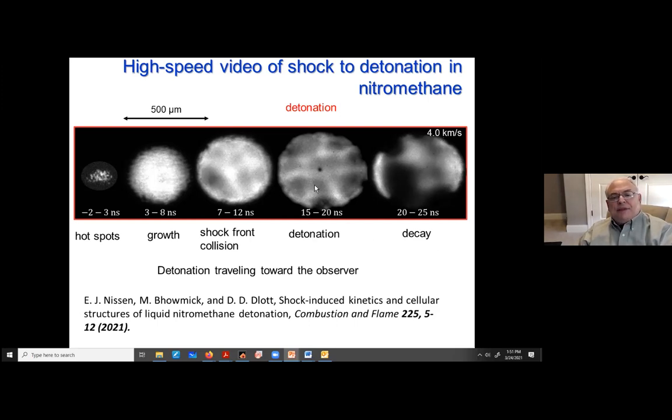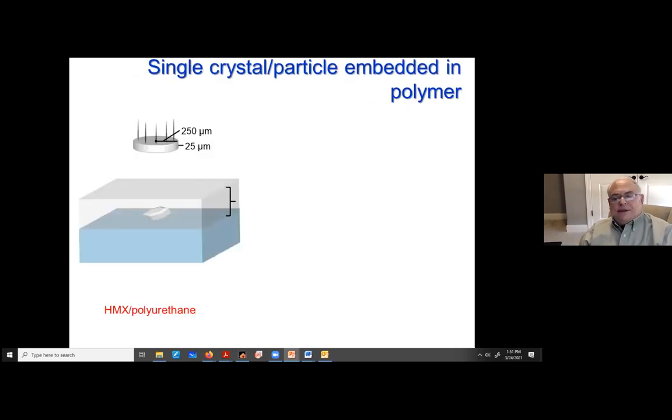The nice thing about the cellular structure is that we were able to use geometry to figure out where the explosion that caused the detonation happened. So we were able to map out a really nice time and space history about where the various explosions happened and when they happened. All right, so I'm going to close.